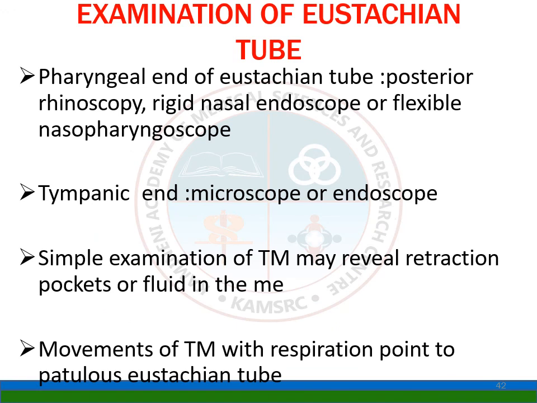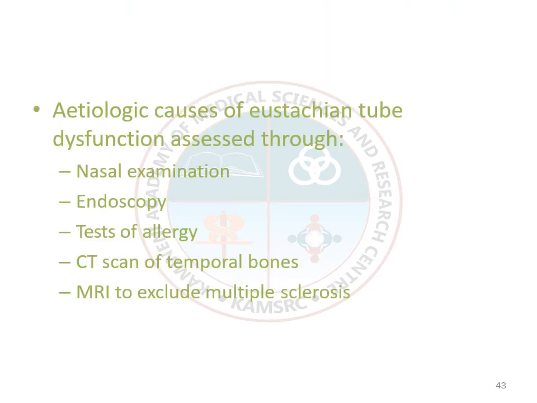Examination of the eustachian tube: the pharyngeal end you can examine by posterior rhinoscopy, rigid endoscopy or nasopharyngoscopy, and the tympanic end by microscope and endoscope. A simple examination is enough for retraction pockets and fluid, and you can also examine movement of the tympanic membrane. For detailed pathology, you need to do a nasal examination, endoscopy, allergy test, CT and MRI.